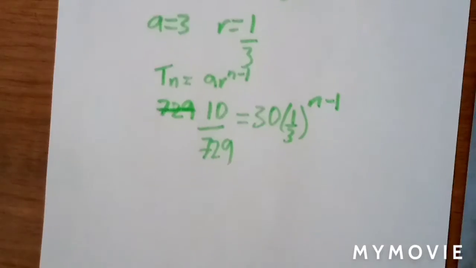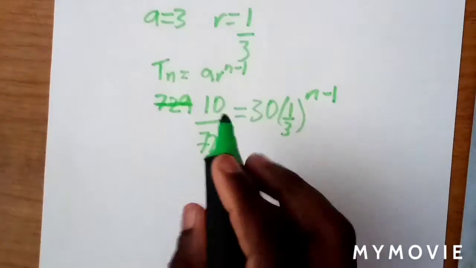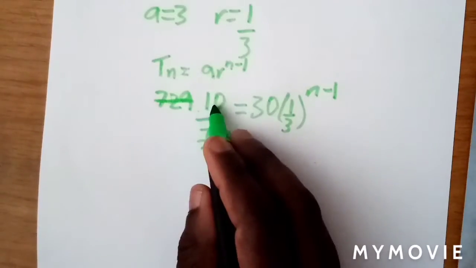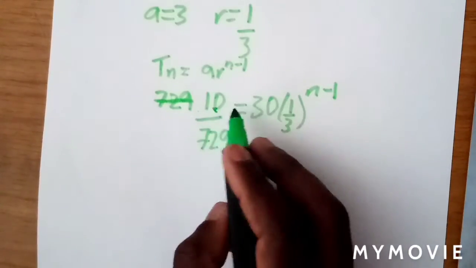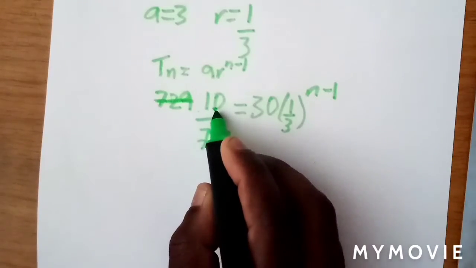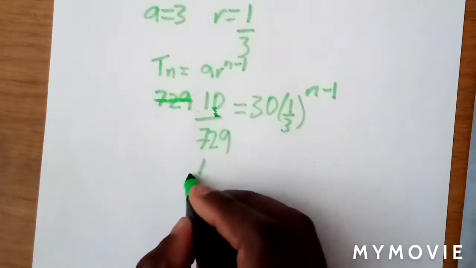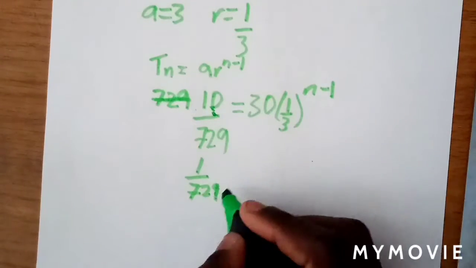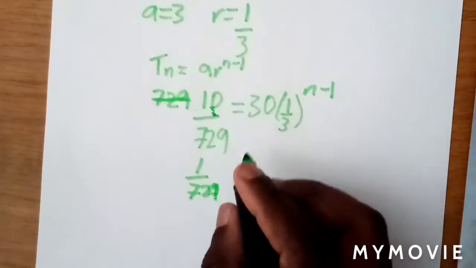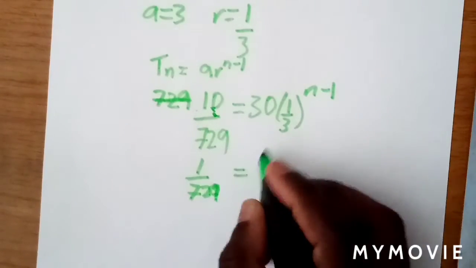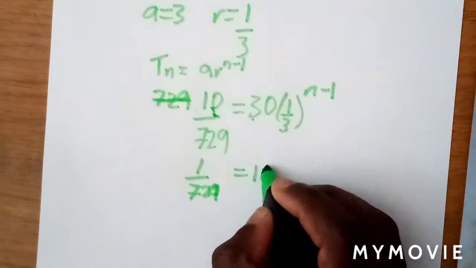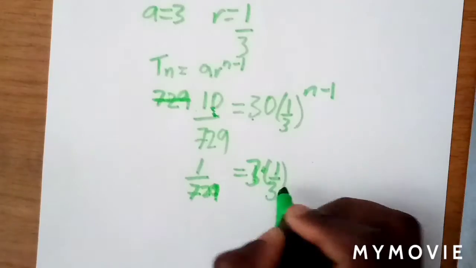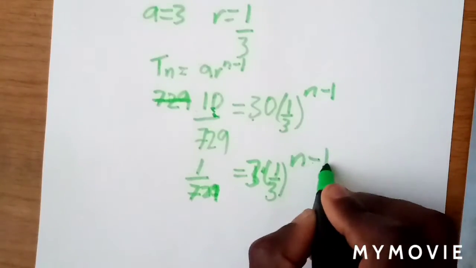The next thing that you are going to do, you'll notice that this side and this side are common with 10. Therefore, you are going to divide this side by 10. When you divide this side by 10, it gives you 1 divided by 729, equal to 3 into 1 divided by 3 to the power n minus 1.